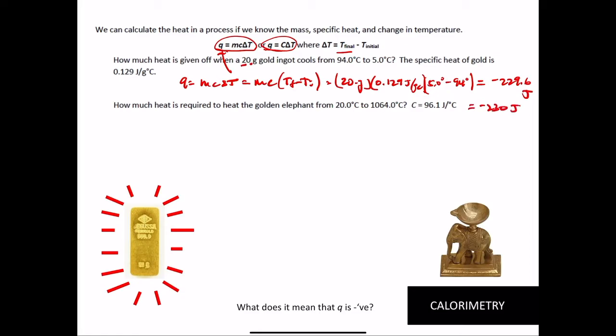Okay, what does the negative sign mean? Means exothermic, right? So heat is released. And does that make sense? Yeah, because the ingot is cooling, right? It's radiating heat. So that would be a negative sign for my heat.